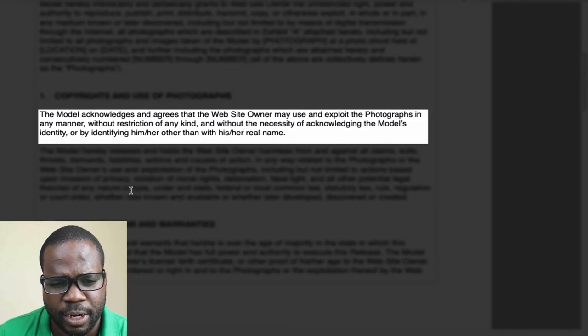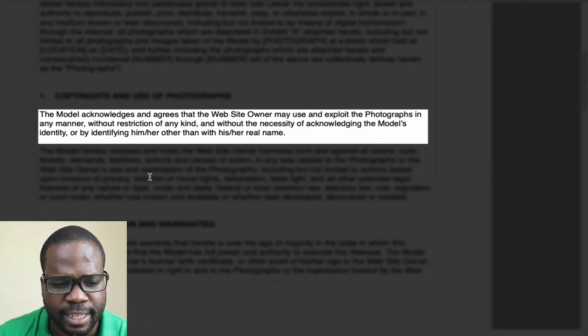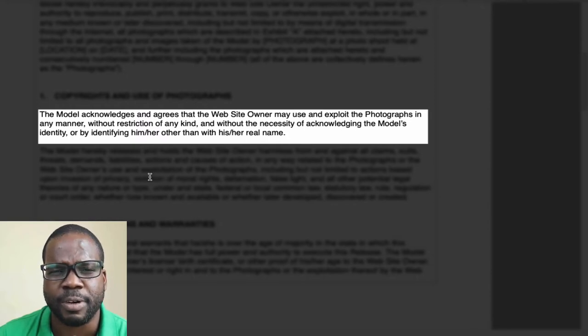The model acknowledges and agrees that the website owner, who is the photographer, may use and exploit the photograph in any manner without restriction of any kind, and without the necessity of acknowledging the model's identity or by identifying him or her other than with his or her real name. So you're saying, hey, they can use the picture.